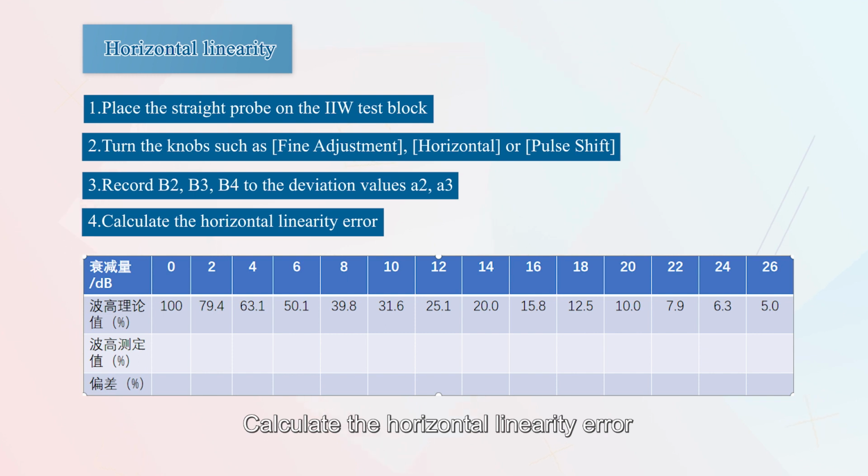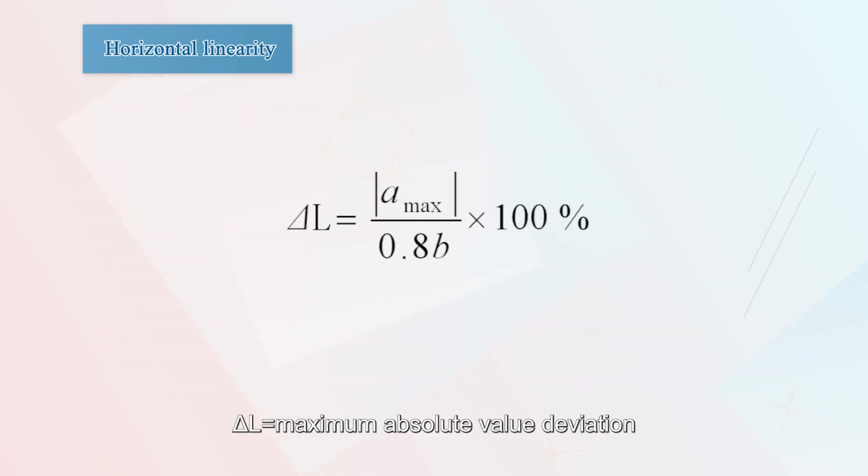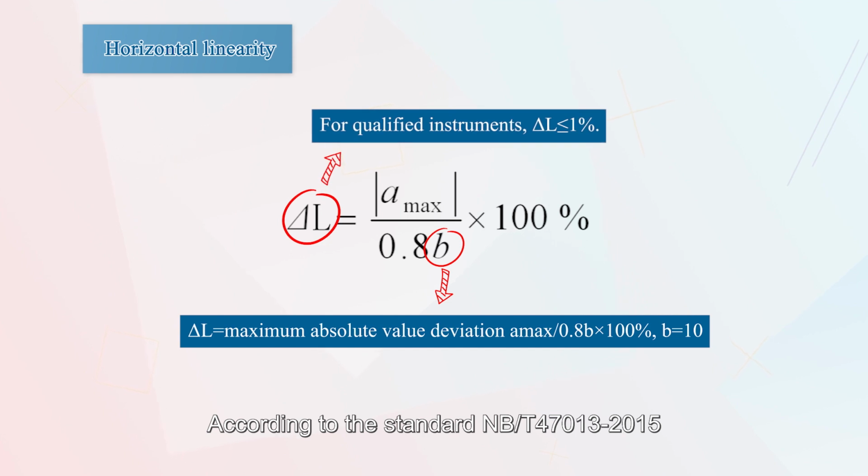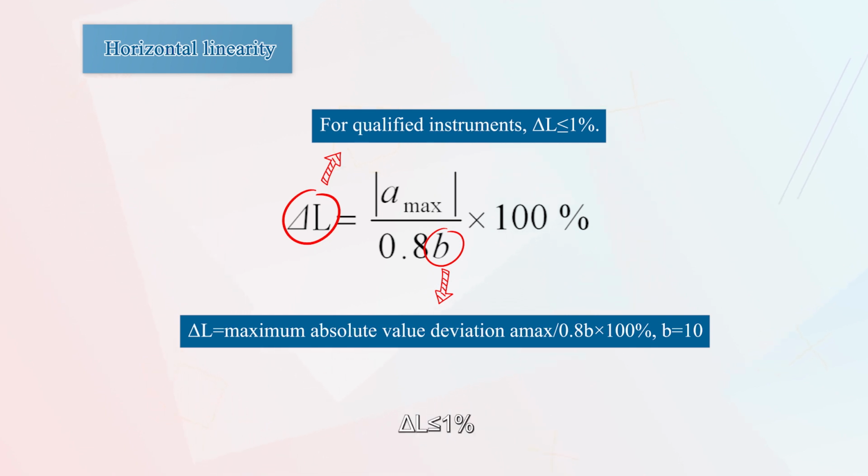Calculate the horizontal linearity error: delta L equals the maximum absolute value deviation a max divided by 0.8 B times 100%, where B equals 10. According to the standard NB/T 47013.3-2015, for qualified instruments, delta L is less than 1%.